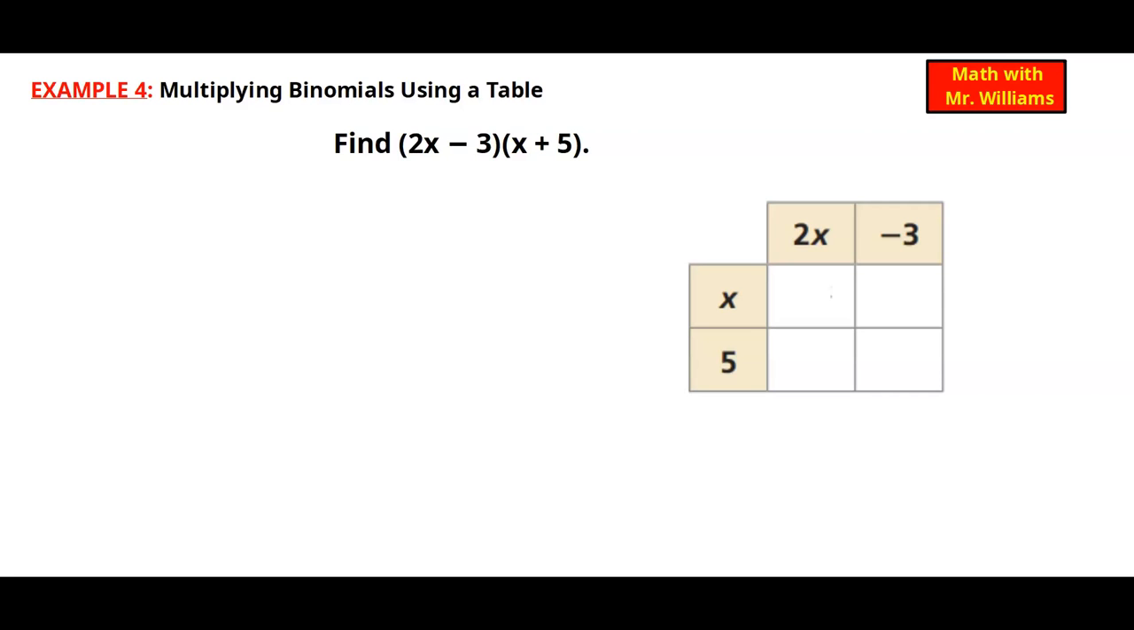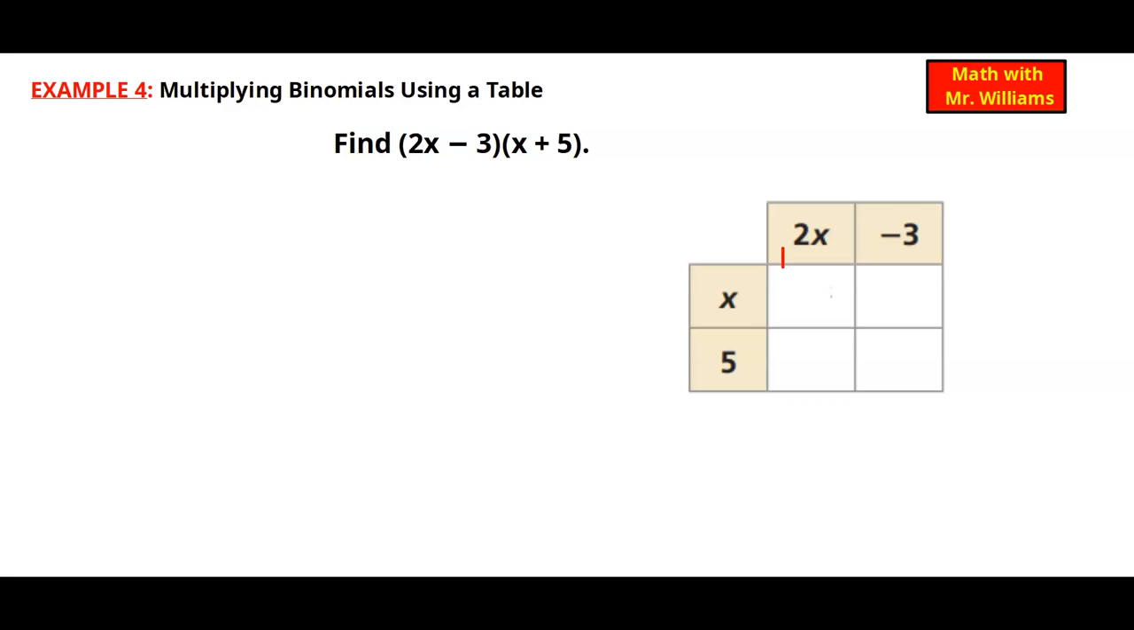Math with Mr. Williams, example 4, multiplying binomials using a table. Find (2x - 3)(x + 5). Basically we're using an area model. If we go down to the table, we have x + 5 on the left and 2x - 3 on the top.